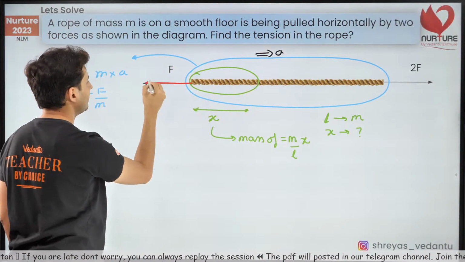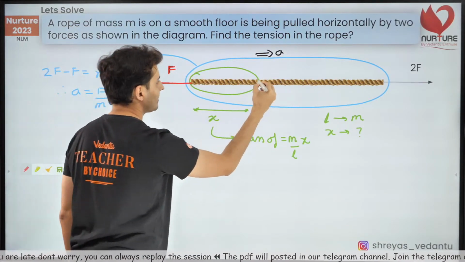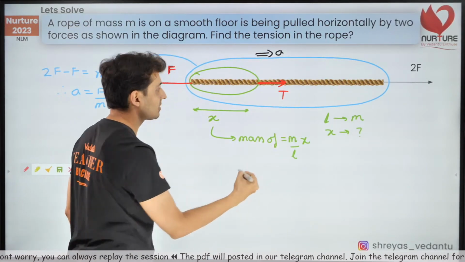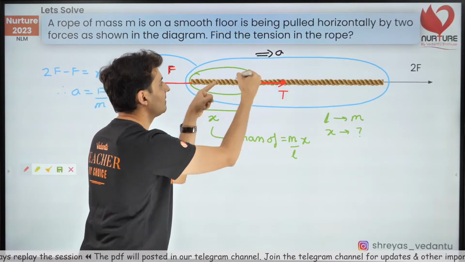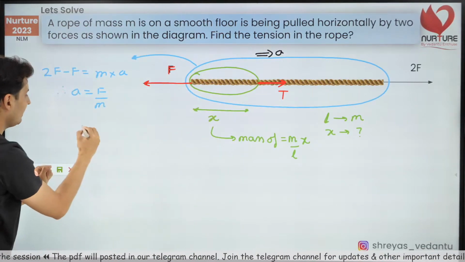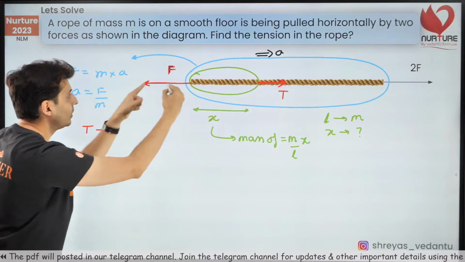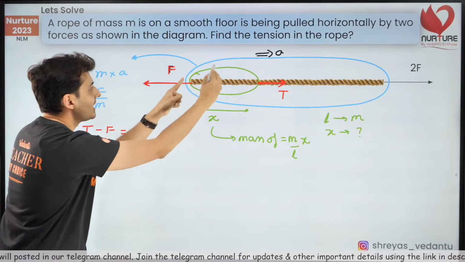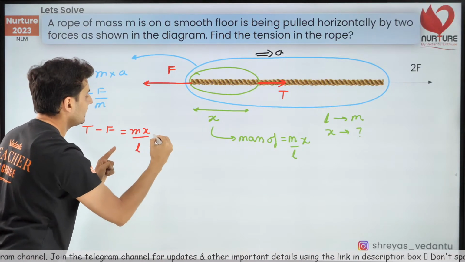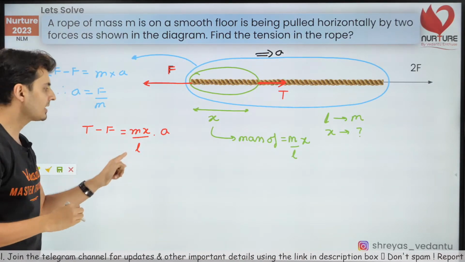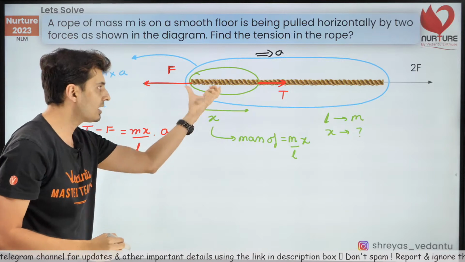One side, there is F force. Other side, there is tension force. That's it, nothing else. And this guy is accelerating. So, I will say tension, the bigger force, minus the smaller force, is this guy's mass into acceleration. What is it? It is mx by L into A. mx by L is the mass of this part.